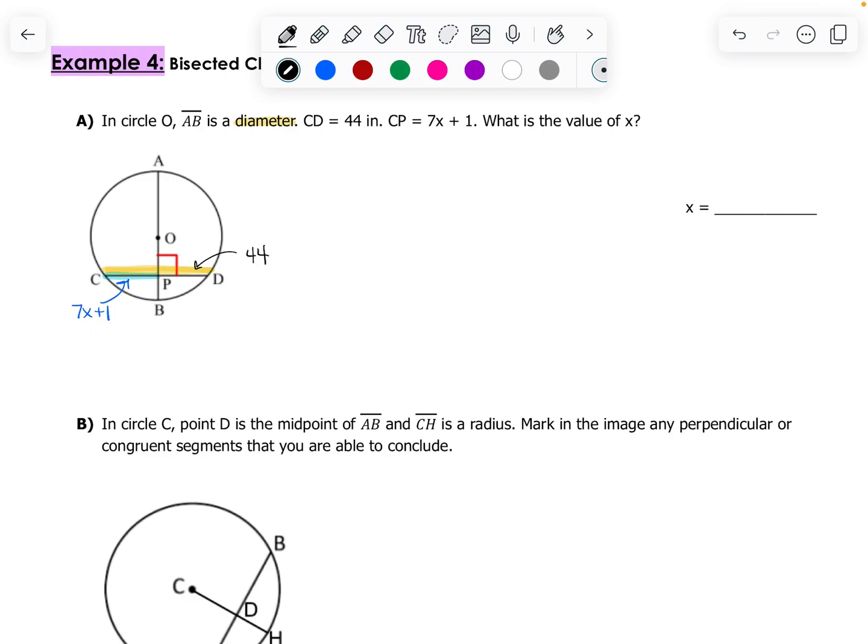Well, we know that because AB is a diameter and it's meeting perpendicularly through CD, then it is a bisector. So these two things are congruent. So all we have to do is take 44, cut it in half, and set it equal to that other half. So I'm going to say 22 is equal to 7x plus 1. And start solving for x. 21 is equal to 7x, divide by 7. 3 is equal to x, and we're good there.